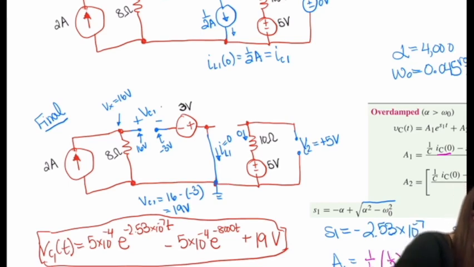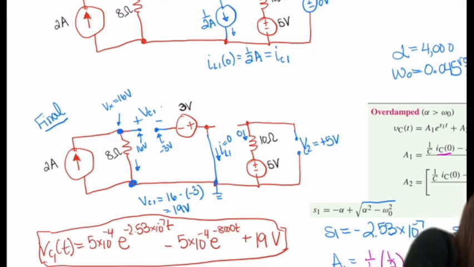So the final circuit looks like this. This side, I grounded that side. So the current going through the 8 ohms is going to be all of the 2. Okay, I mixed up 0 plus and final.